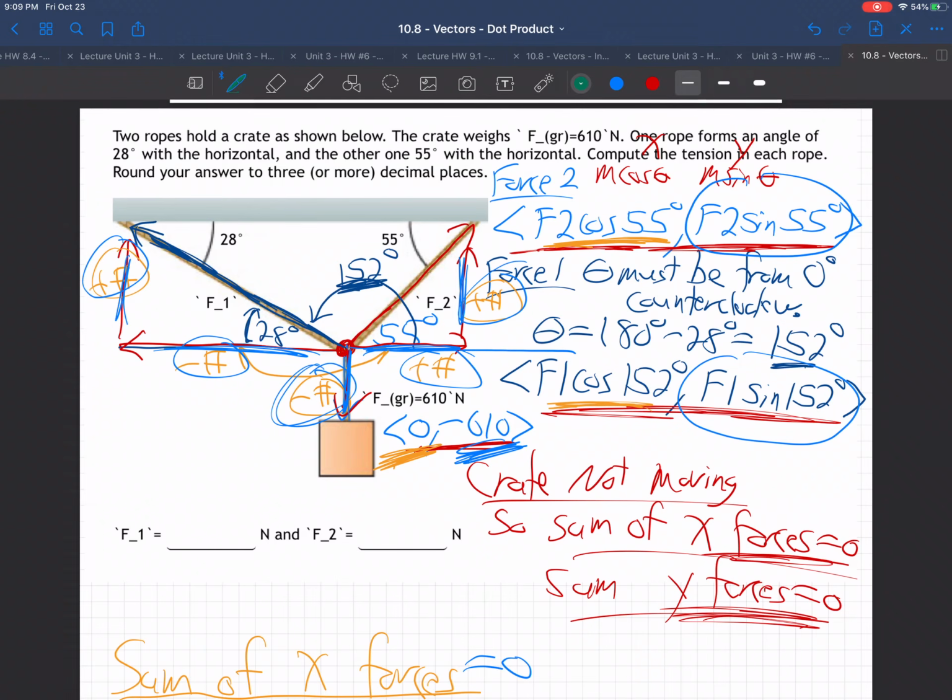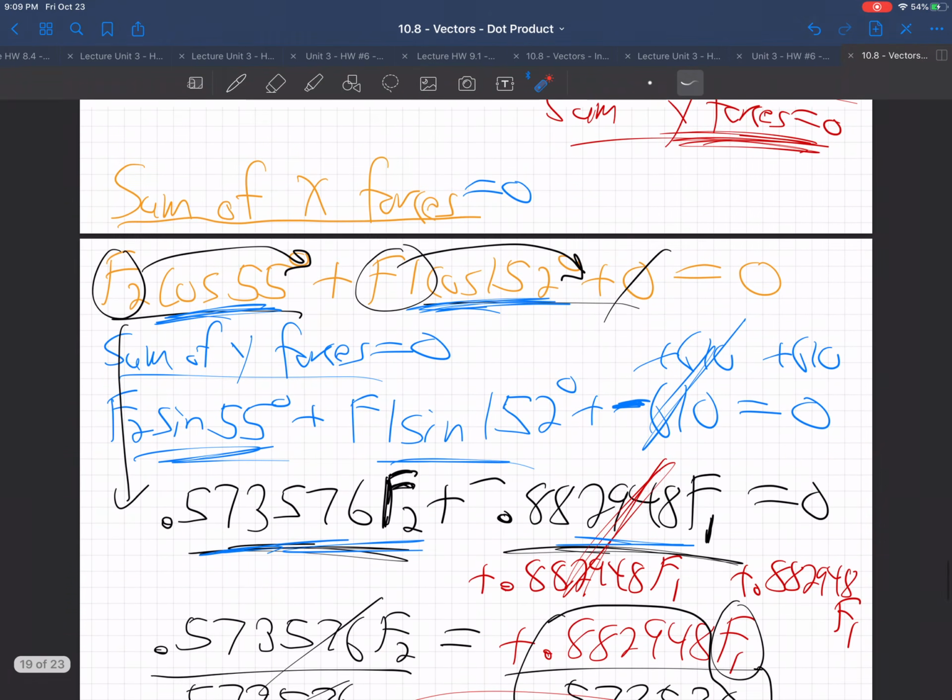So what did we basically do? We turned both those ropes into vectors right here using magnitude cos theta for x and magnitude sine theta for y. So it got vector force 2, vector force 1, and here was the vector for the crate, just straight down. We realized the crate's not moving, so the sum of the x forces must be 0 and the sum of the y forces must be 0. So we added up the x forces to equal 0 and the y forces.